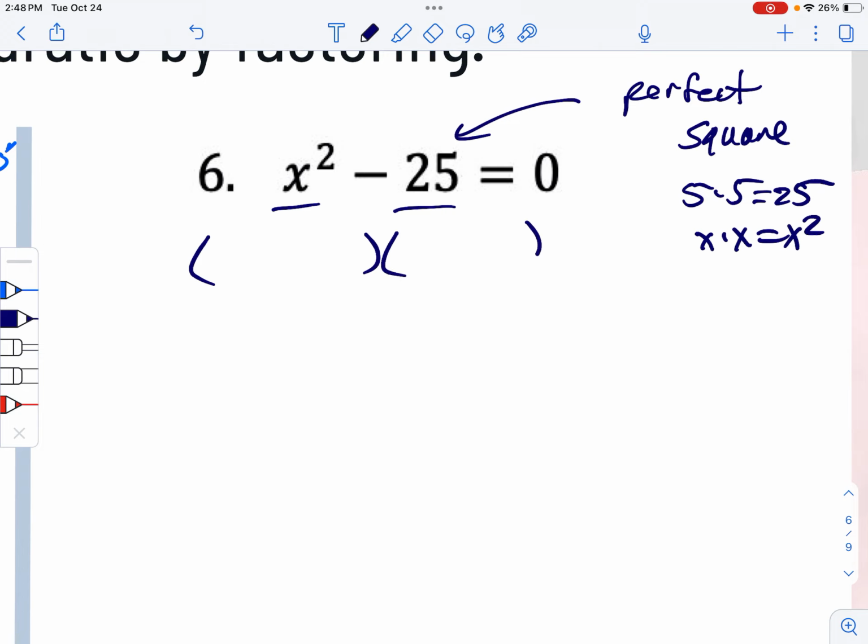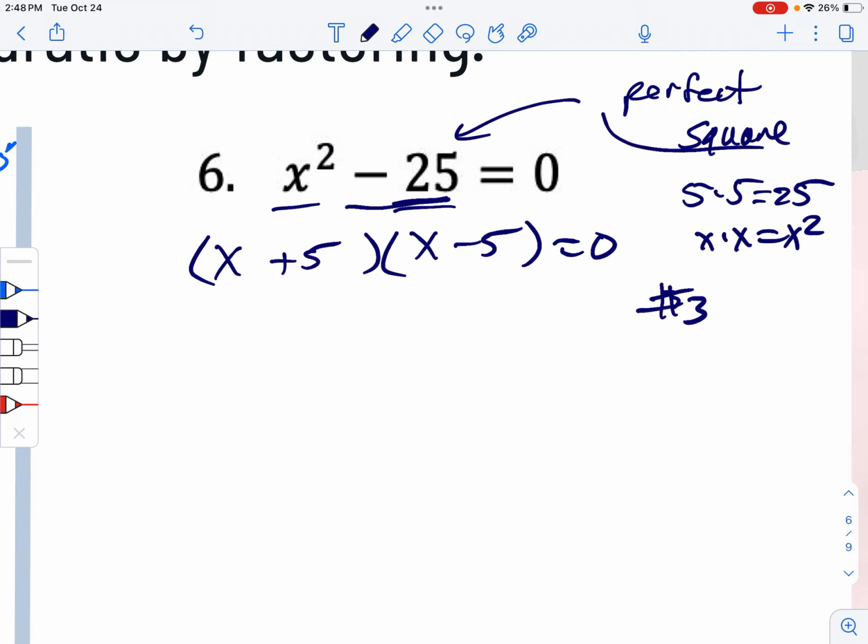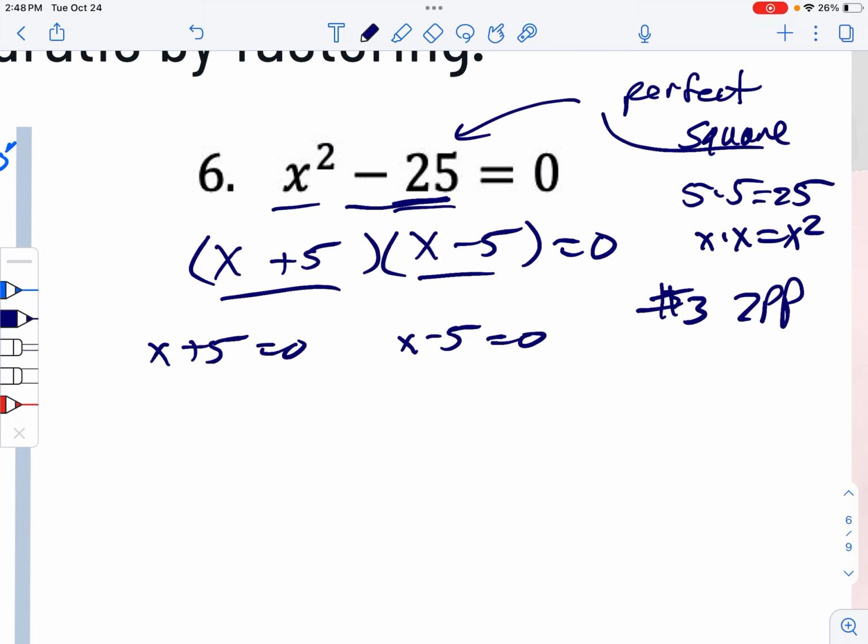So it's real simple. What do you multiply to get x squared? X and x. What do you multiply to get 25? Actually, negative 25: plus 5 and minus 5. That's how you factor difference of perfect squares. And then last step is just ZPP. Okay, so I'm going to set x plus 5, the first factor, equal to 0, and x minus 5, the last factor, equal to 0, and then solve.